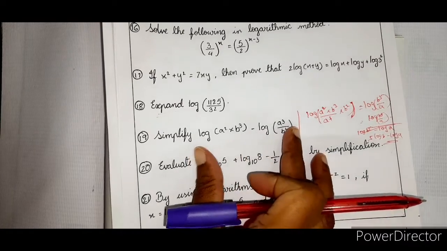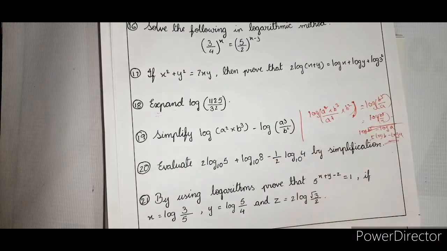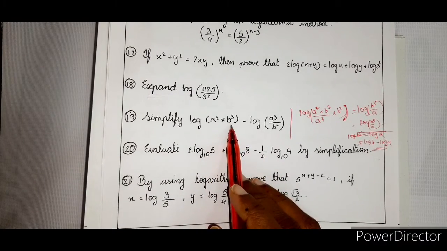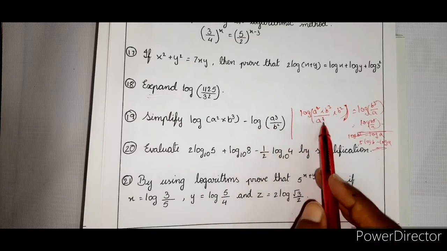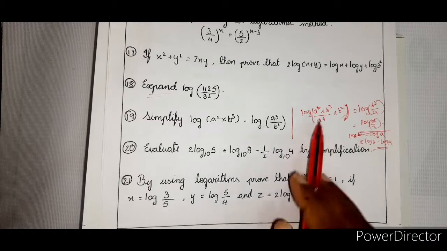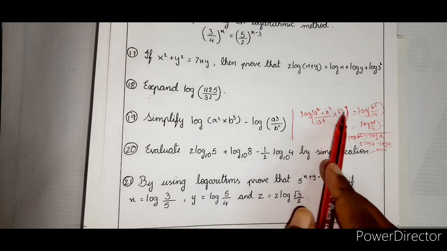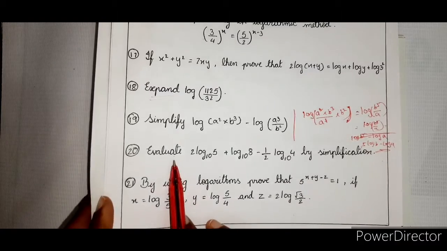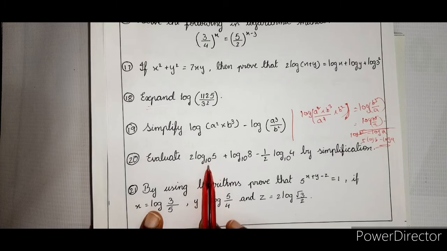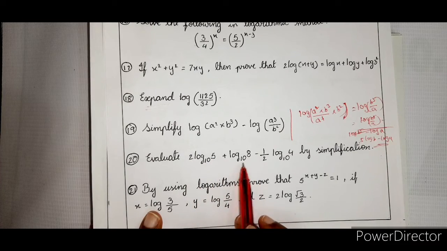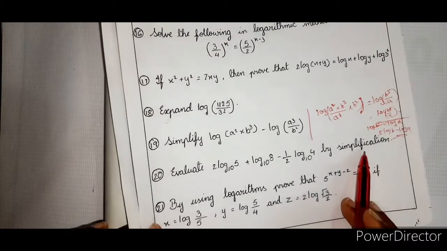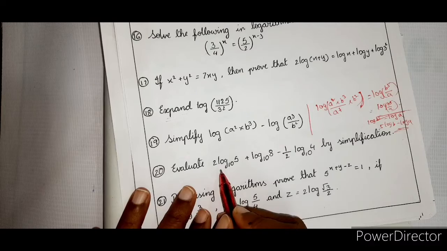That means two logarithms together, we are going to keep as a single logarithm, right? So is the calculation part right? A square b cube by a cube b square is b square by a cube, multiplied by... So a cube, 1a is left here, and b cube b square is b power 5. Done. Now next one: evaluate 2 log 5 base 2 plus log 8 base 10 minus by simplification. I think we can solve it here only, so I will solve it here only.